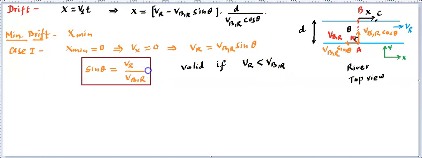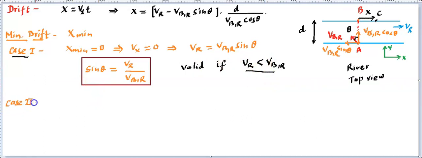So this will be valid when this number is less than 1, right? And otherwise this won't be true. So this is for case 1. Case 1 will be valid when this is the condition. Now, what is going to happen when this condition is not met? That's called case 2.